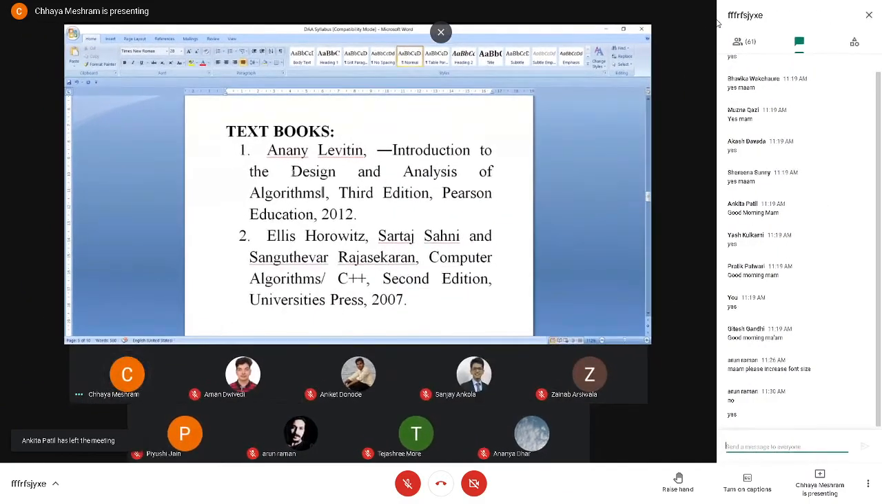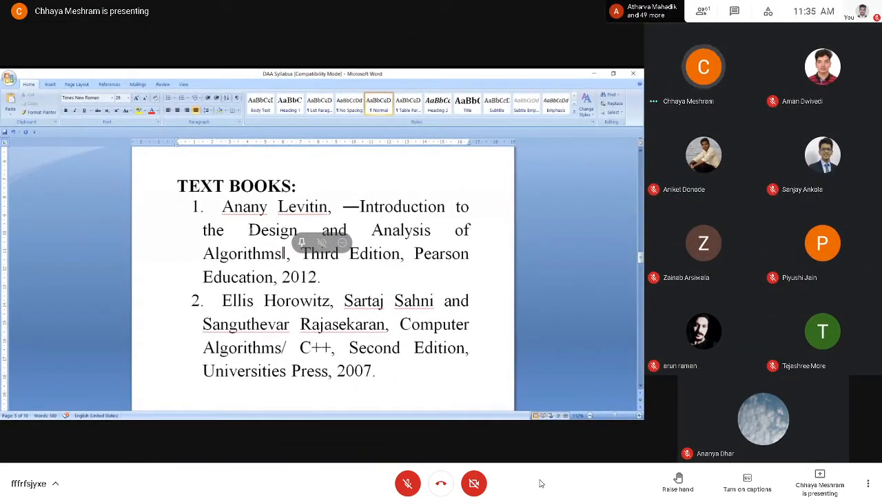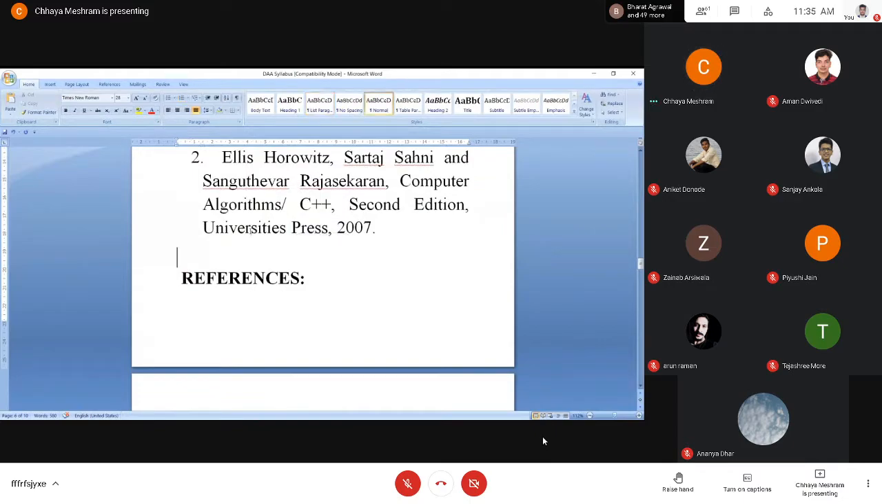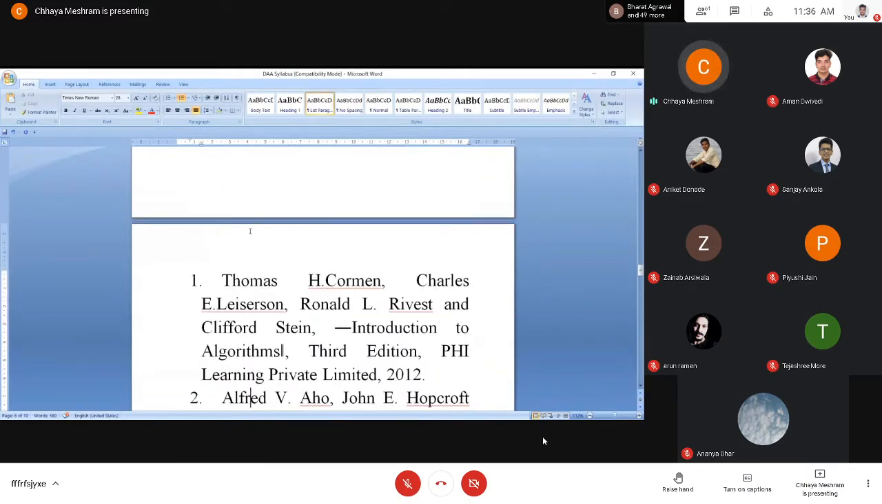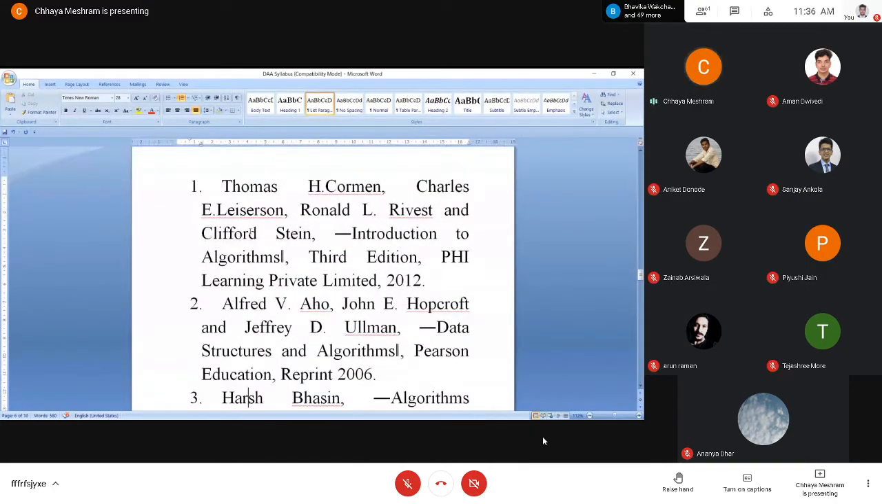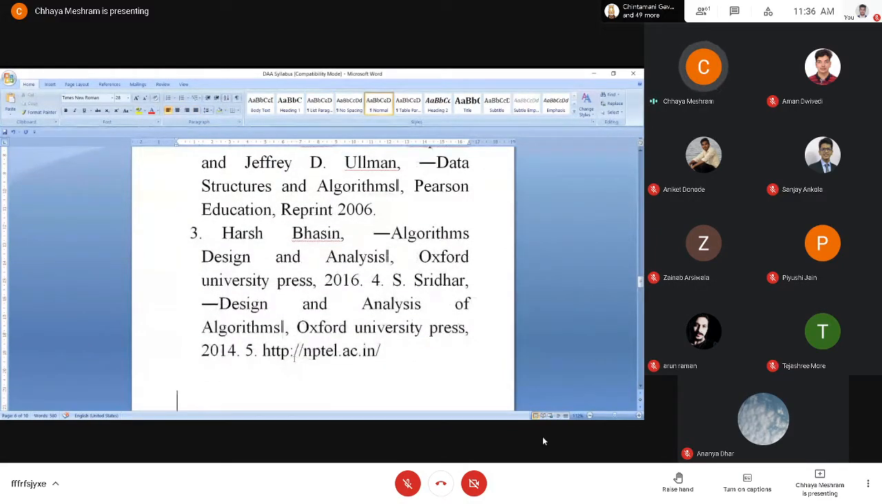The second book is by Ellis Horowitz, Sartaj Sahni, and Rajasekaran, Computer Algorithms in C++. So these are your reference books. Introduction to Algorithms by Thomas Cormen, then another book, Data Structures and Algorithms by Ullman. These are your reference books.